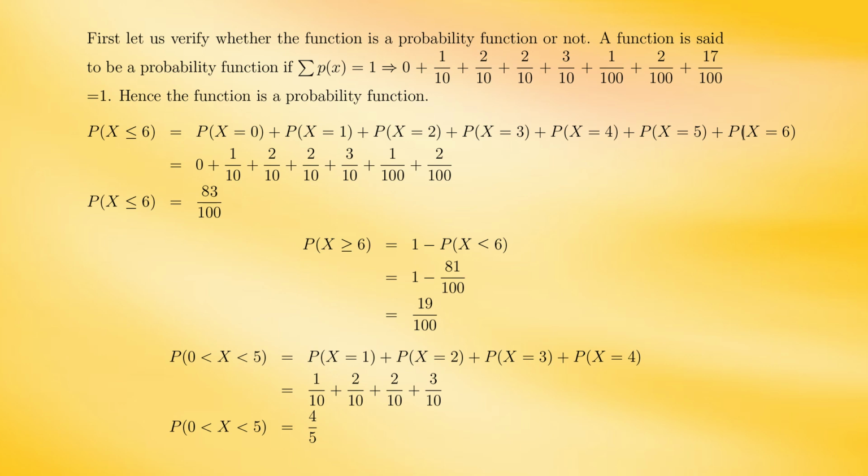Now, probability of 0 less than x less than 5 is equal to probability of x equal to 1 plus probability of x equal to 2 plus probability of x equal to 3 plus probability of x equal to 4, which is equal to 1 by 10 plus 2 by 10 plus 2 by 10 plus 3 by 10 plus 1 by 100 plus 2 by 100, which is equal to 2 by 5, which is equal to 4 by 5.